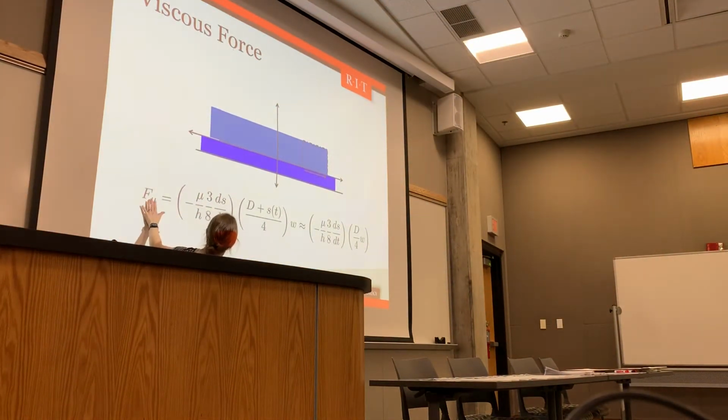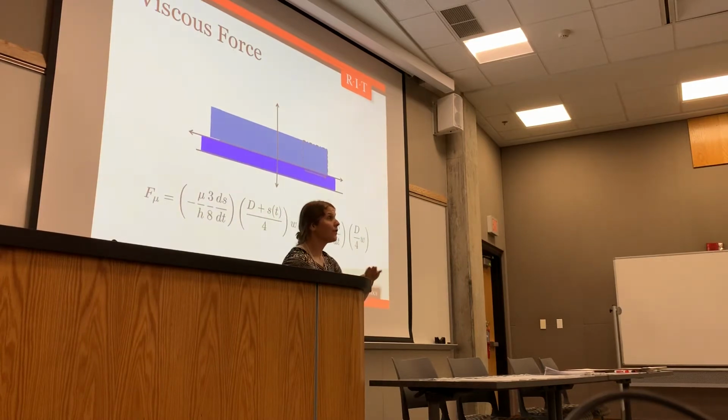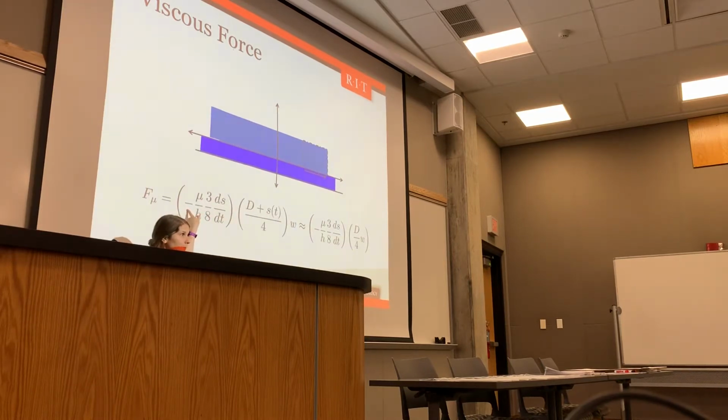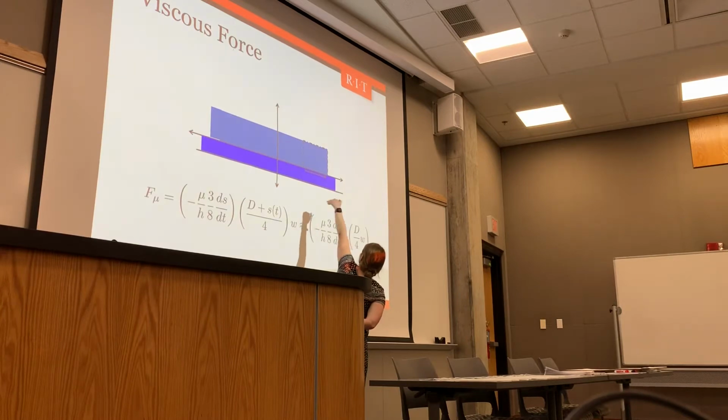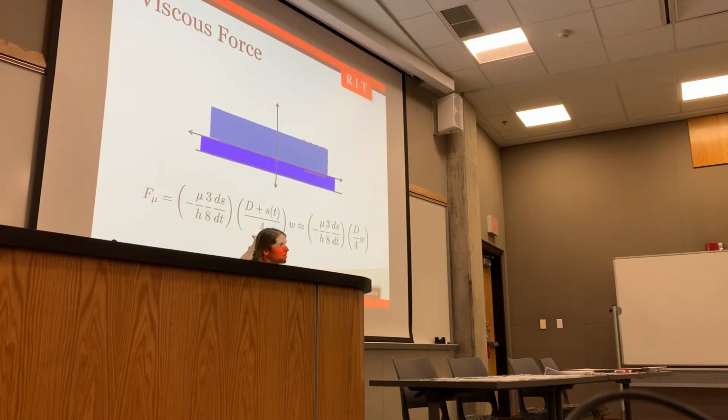Let me try to write again. This is tau, okay? So it moves in the opposite direction to the speed of my chunk of material. So that's where the negative sign comes from. Here's that mu. This is V, right? Remember, V is the derivative of my position. And this is H, which depends on how thick it is. So this is a force per unit area. So I need to multiply it by an area. And here is the area at which this force is acting on. It's the bottom of my little chunk of material, right? It has a width W and a length D plus S over 4.